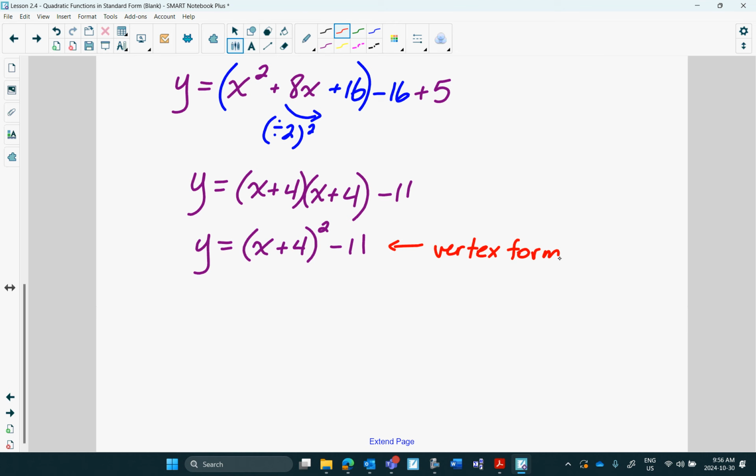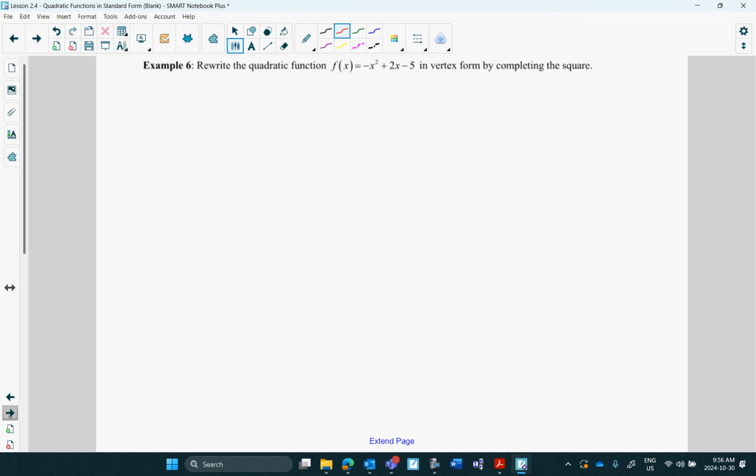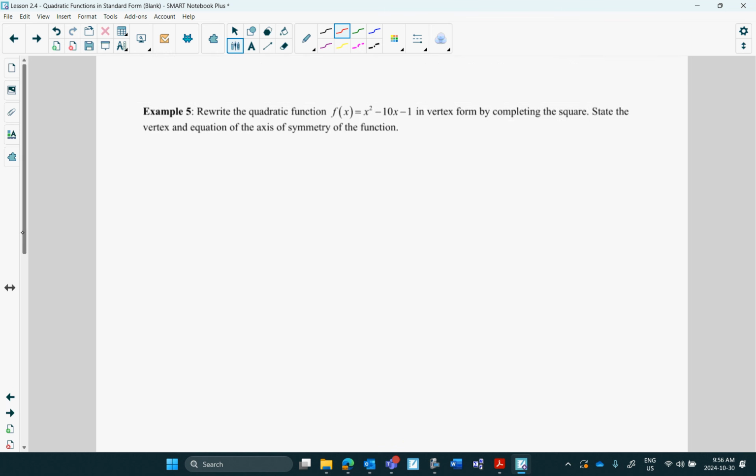Okay. So I just want to practice with a few more of these. So I'd like you to try this one, on your own or with somebody else is fine, before we get into a little bit more complicated ones. So see if you can do this one. All right. So you can keep it as f of x or y. I'll keep this one as f of x.